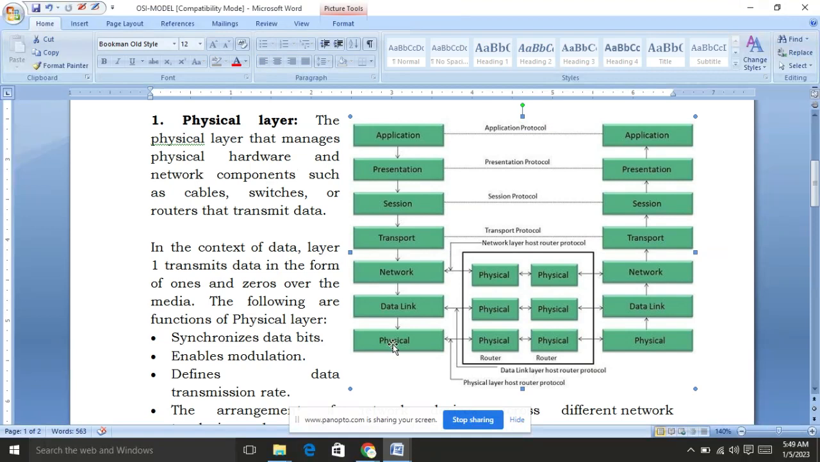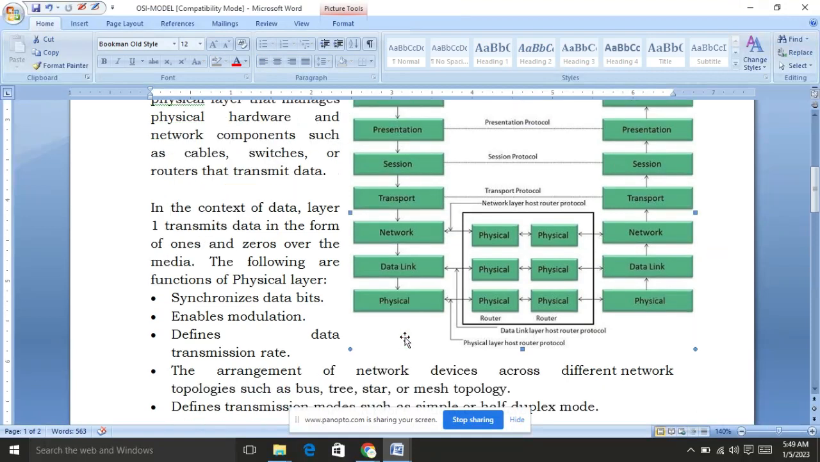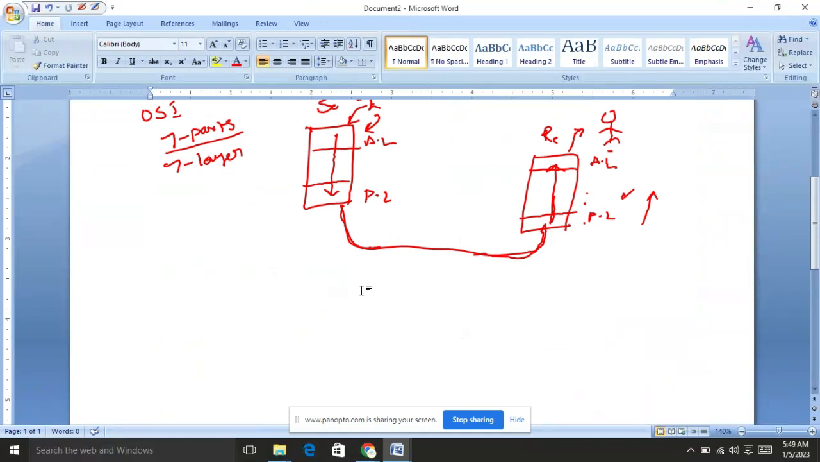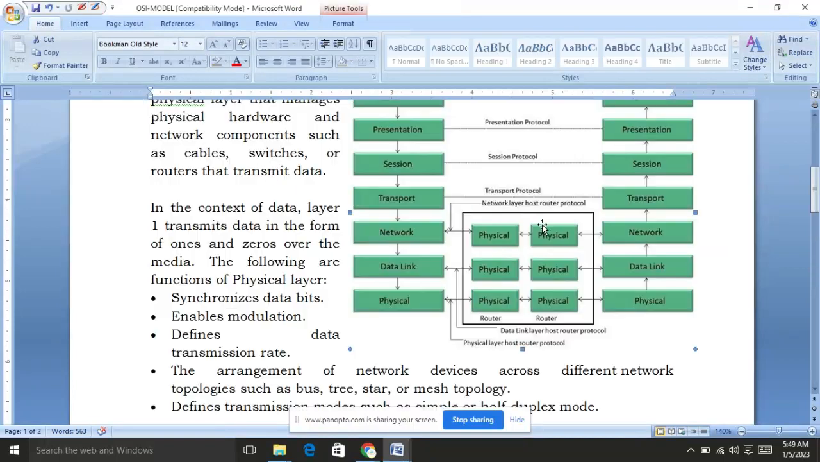Let us consider the first layer, the physical layer. What does the physical layer actually do? We can observe that only the physical layer has the actual physical communication. This physical layer consists of the interconnection of the physical media. The physical layer takes care of how the data is transmitted, in the form of bits, over the channel. I am going to write here what the responsibilities of the physical layer are. The first one is the synchronization of the bits.